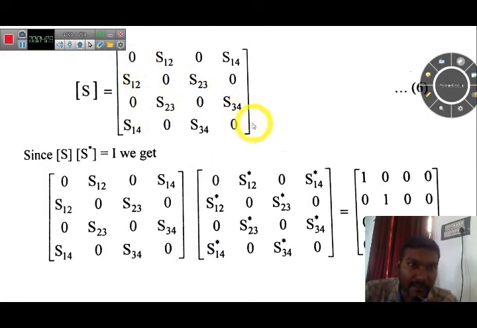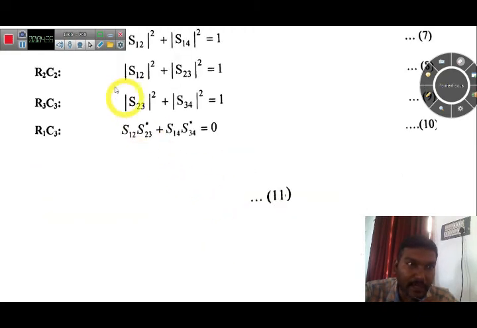Here the diagonal values will be 0, the remaining zeros represent no coupling, and these are the symmetry matrix values. S21 will be replaced by S12, S32 will be replaced by S23, S41 will be replaced by S14, and S43 will be replaced in terms of S34. For complex conjugate multiplication, we can get the unitary matrix. So we can write this equation with R1 C1, R2 C2, R3 C3, and R1 C3. This is the unitary property, and this one is the zero property.